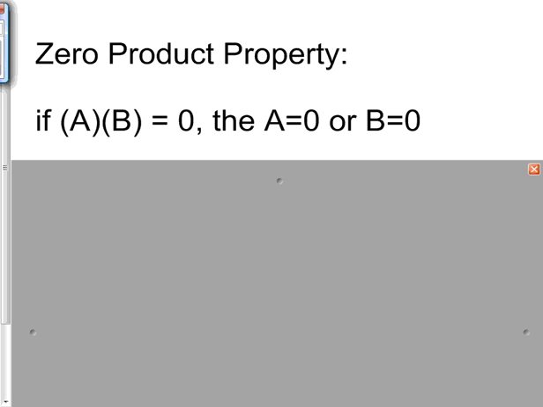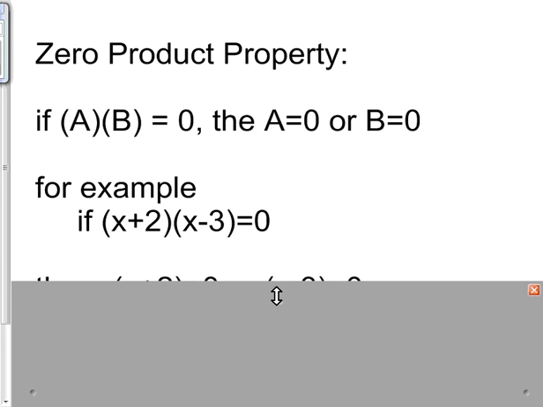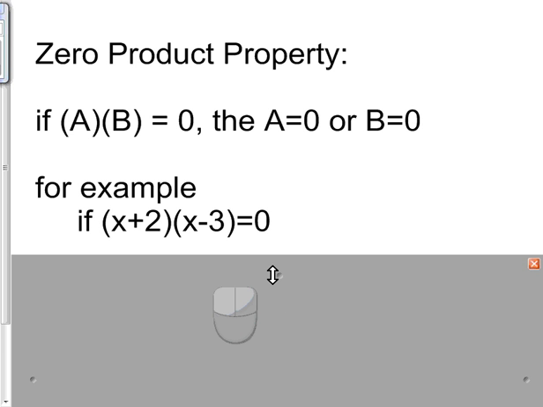The zero product property. If we have two things and they multiply to zero, that means one of those things has to be zero. Right? Nothing we didn't learn in grade 3 multiplication. Something times zero equals zero. So, if we have something like this.